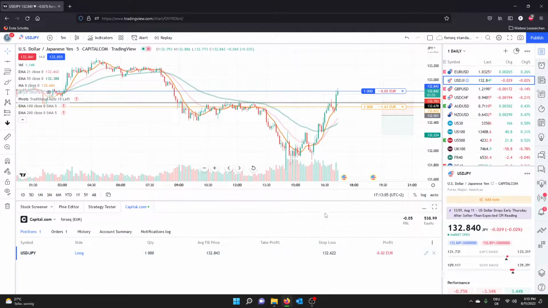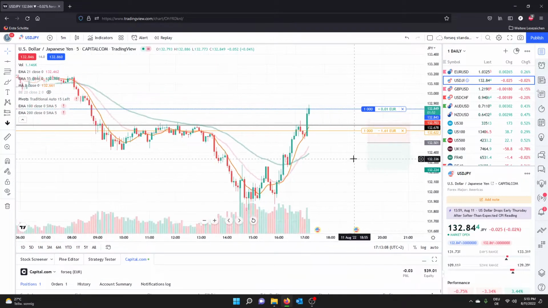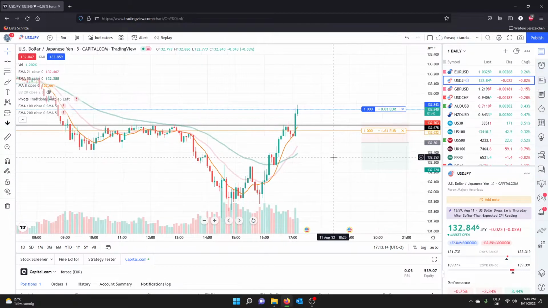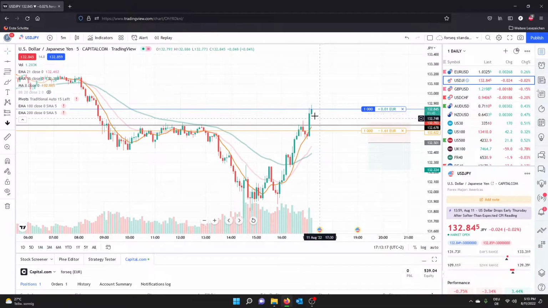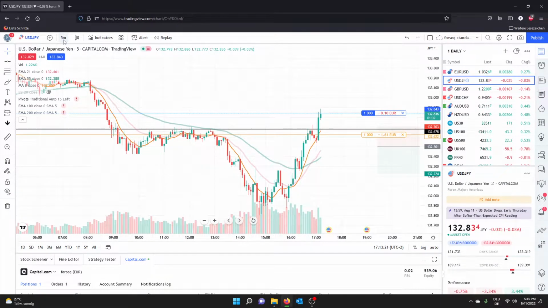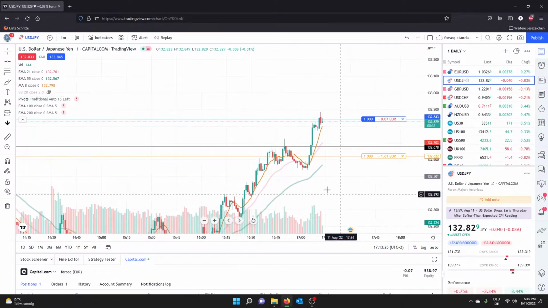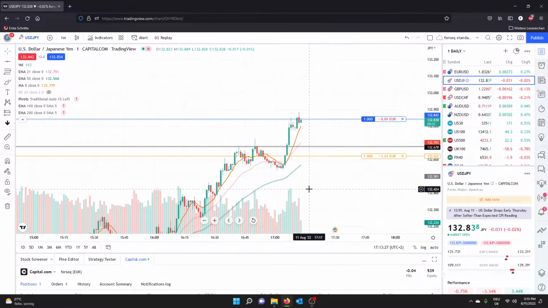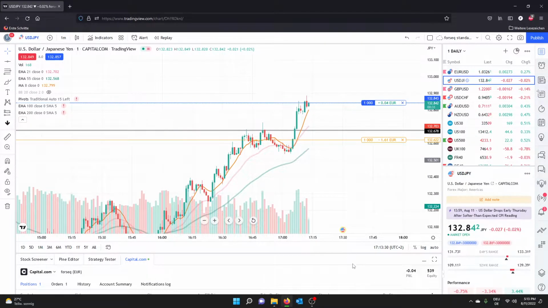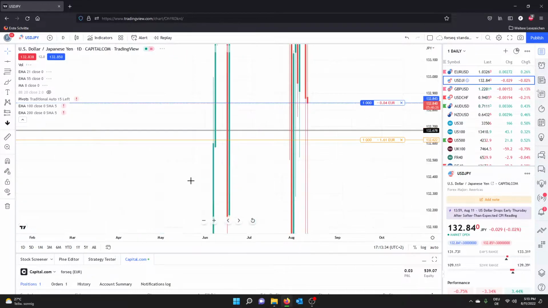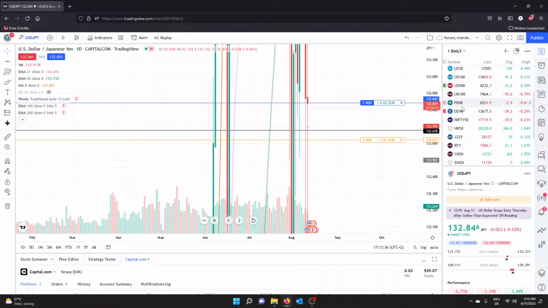Let's look back at our trade here. Yeah, it's a really slow movement right now, but the bullish forces are still there, so I can imagine that the price will go up again from here. We will look at it in a few moments. UK 100.